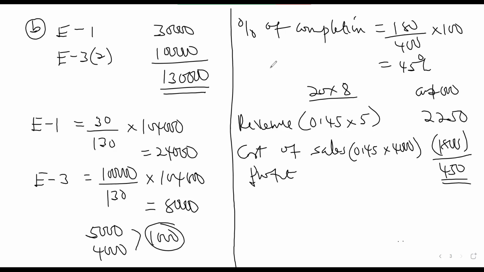If we are to complete the contract in 2x8, the total profit will be 1,000. But we are not able to complete. We only complete 45%. So you multiply by 45%, then you get 450. You can calculate this one directly. But since the question is saying that we should show the revenue and cost of sales, that is why I did it one by one.